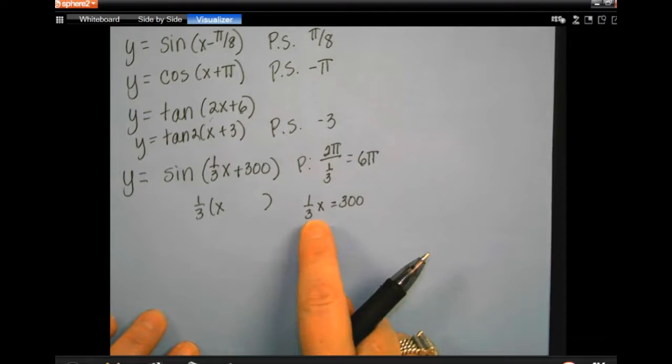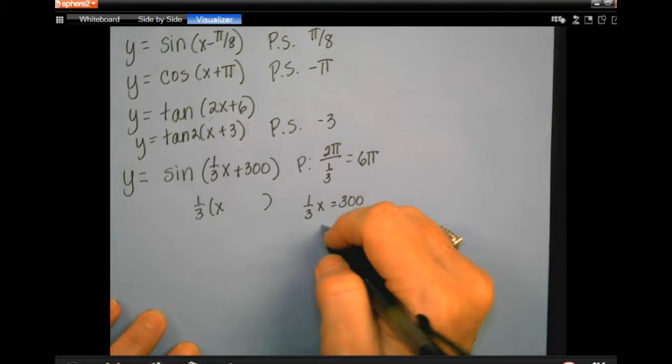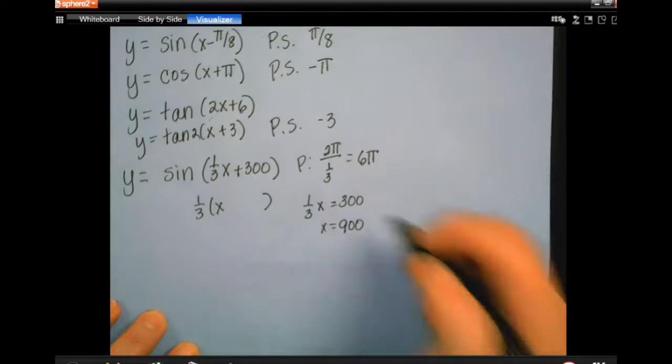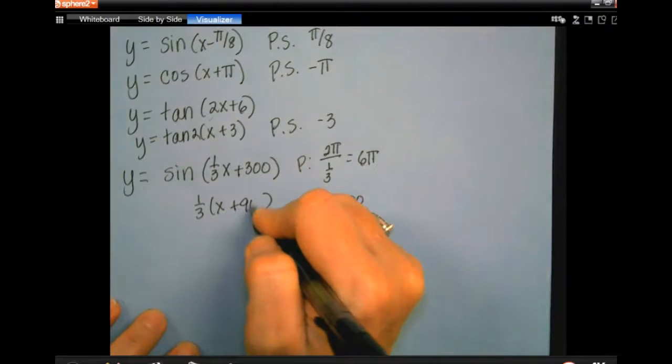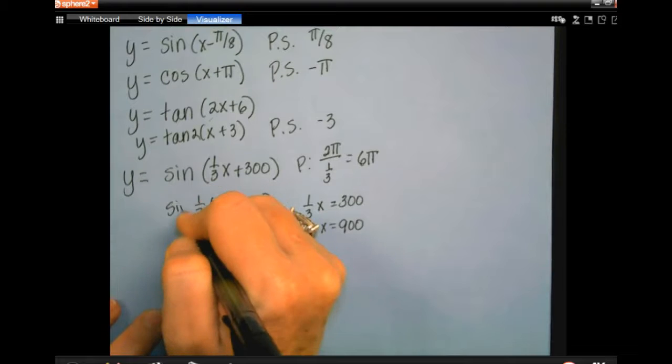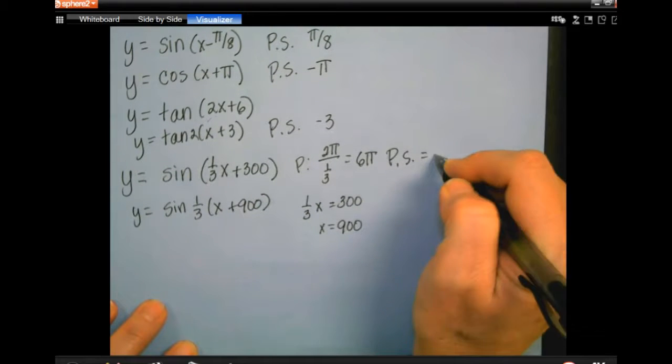So what do I do to get rid of the 1/3? I'm going to end up multiplying. So what's the number going to end up being? It's 900. When you multiply 300 times 3, you get 900. So this number is 900. So my phase shift is a negative 900.